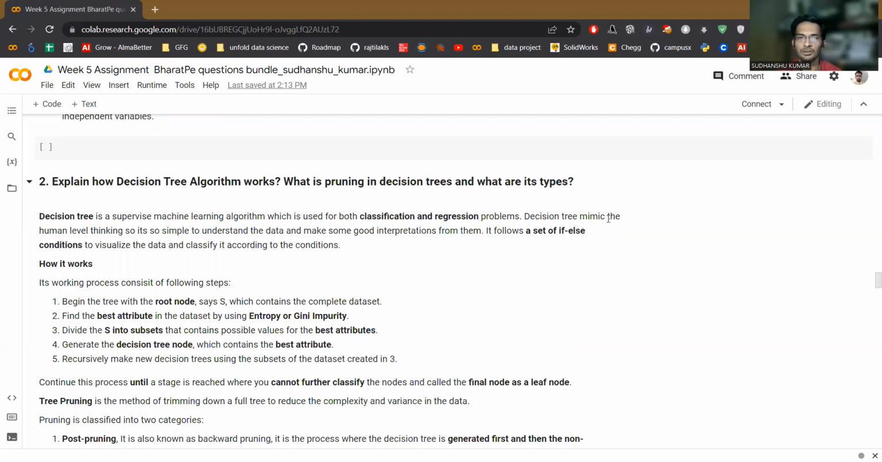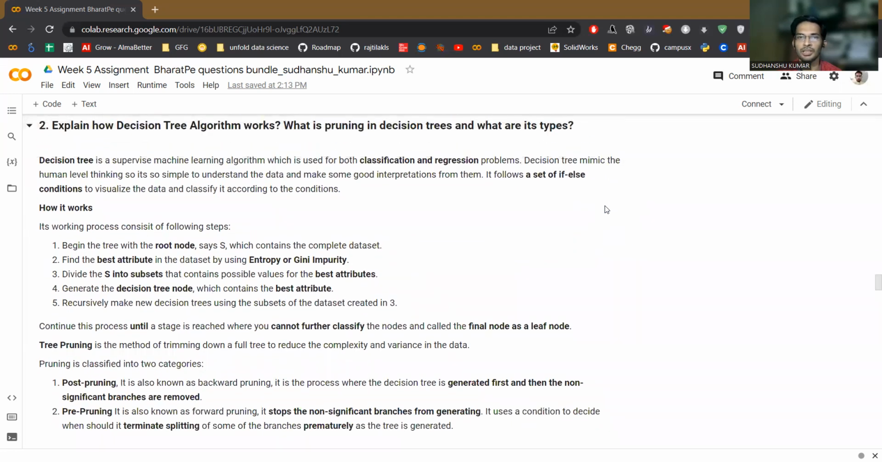And how it works: first of all, we begin with the root node, which contains the whole data set, and then to find the best attribute we calculate the entropy or Gini impurity. On the basis of that we can select the best node where we have to split, and this process is done recursively until we reach a point where we cannot further classify the node, and the final node is known as the leaf node.